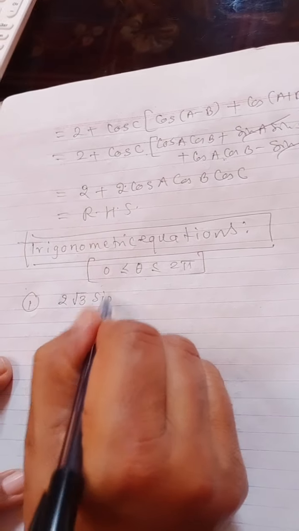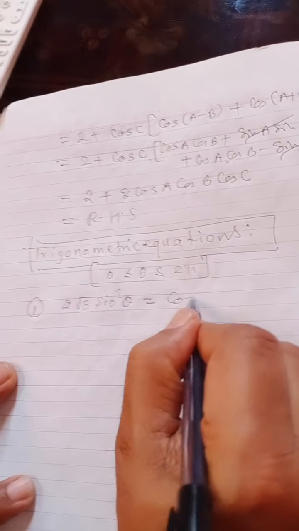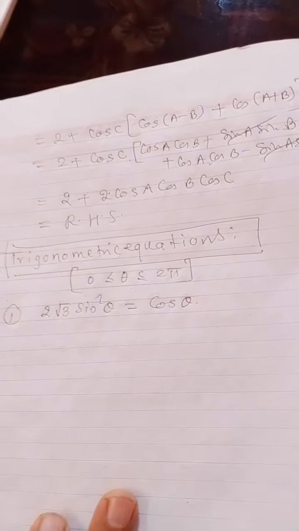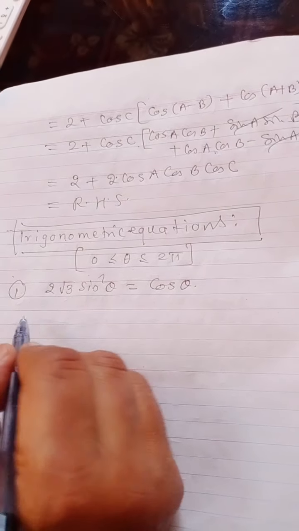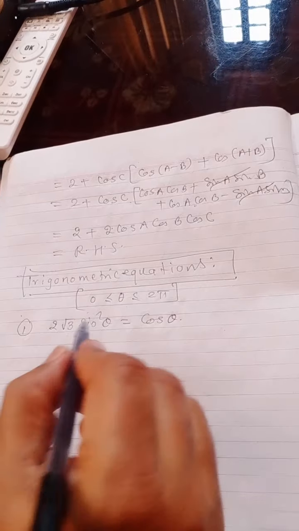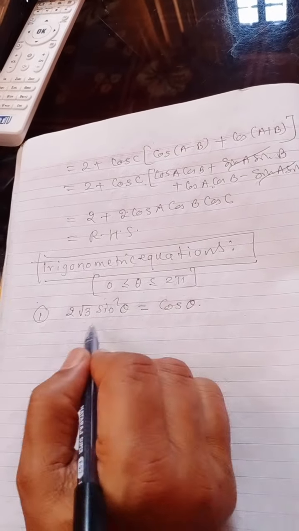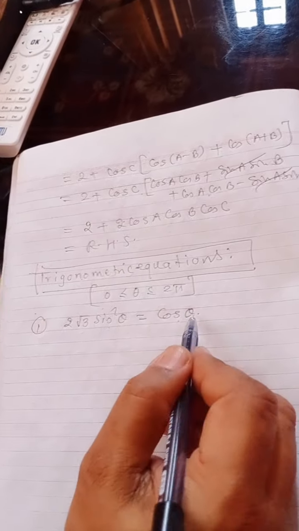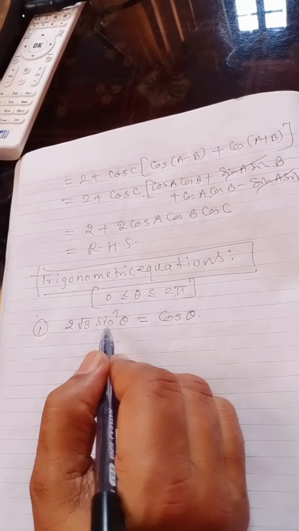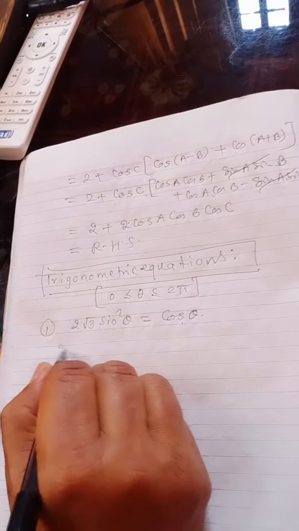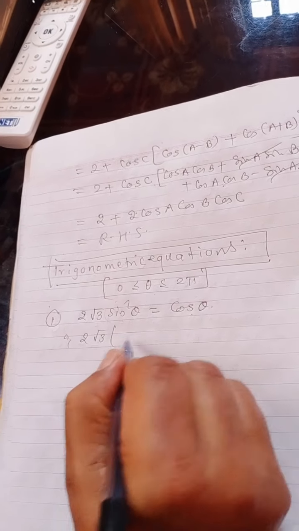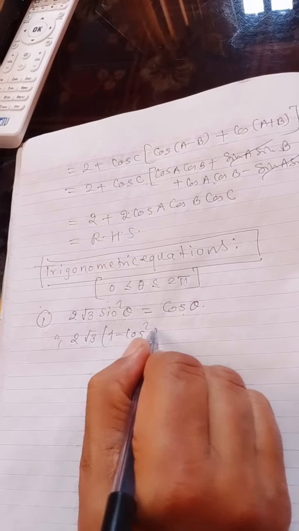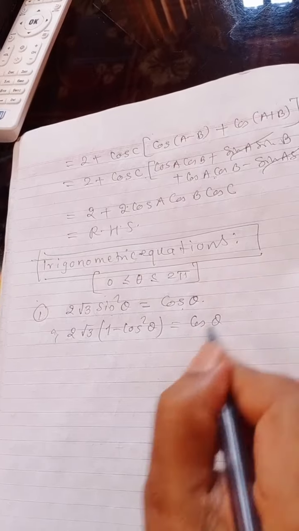2 root 3 sin square theta is equal to cos theta. As the solving of trigonometric equation, we have to make the identities same. We have to change cos to sin or sin to cos, but here is the square, that's why you can change sin to cos here. 2 root 3 into (1 minus cos square theta) equals cos theta.